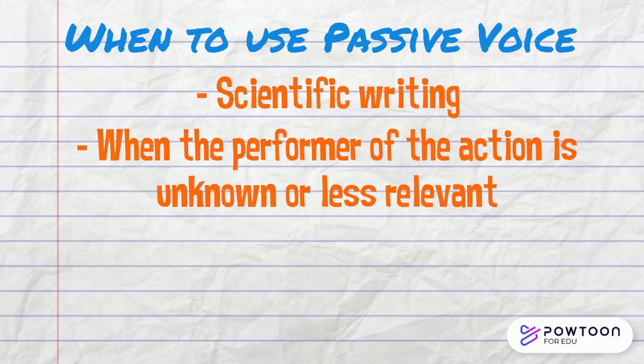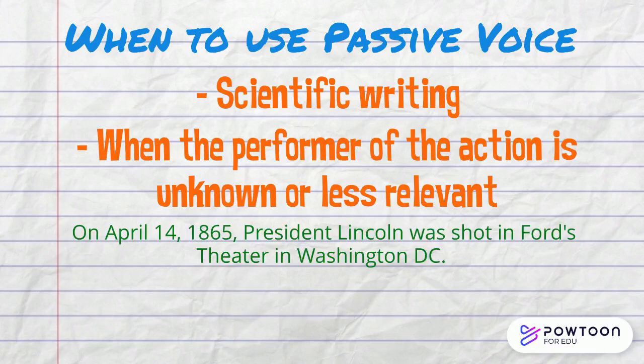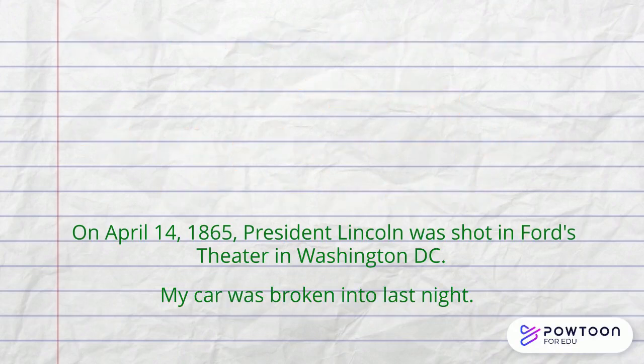For example, on April 14th, 1865, President Lincoln was shot in Ford's Theater in Washington, D.C. This is appropriate in passive voice because President Lincoln is the relevant part of the sentence as compared to the performer of the action. Another example, my car was broken into last night. In this case, the assailant may be unknown and is also unimportant to the point being made in the sentence.